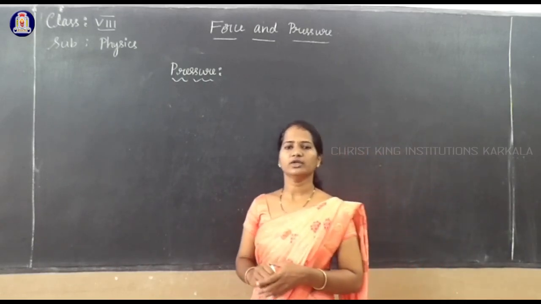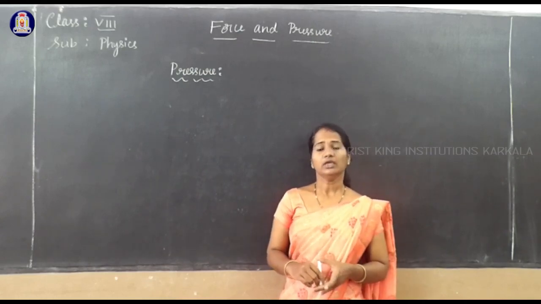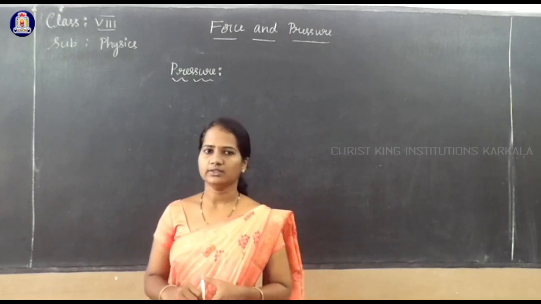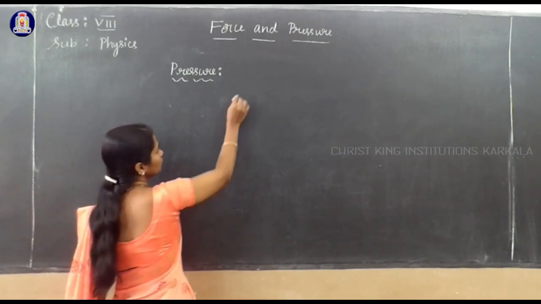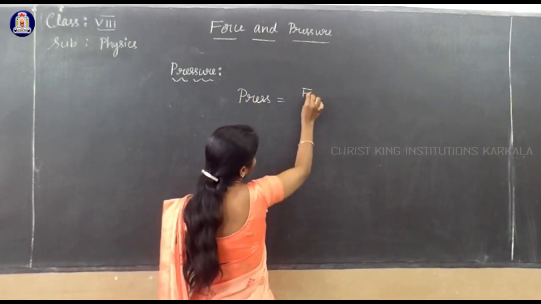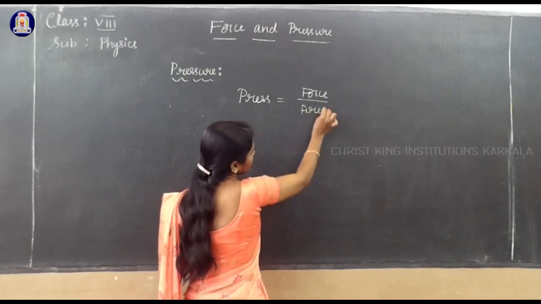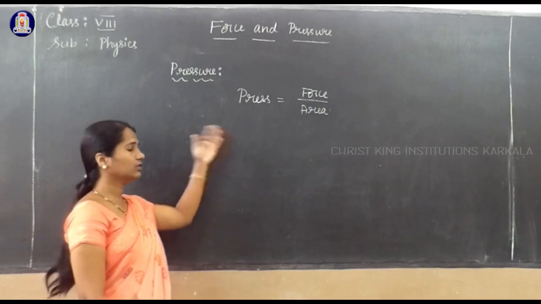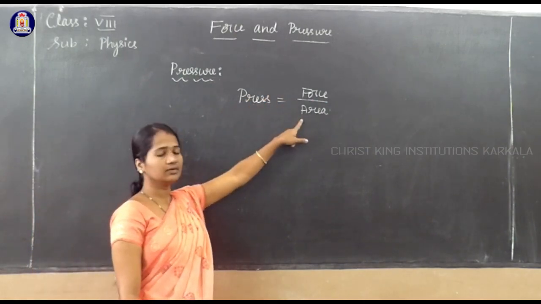As you know students, wind blows because of the change in the air pressure. Is there any relationship between pressure and force? Yes, we can define pressure as force per unit area. We can write pressure is equal to force divided by area. Force per unit area is called pressure. So what does this equation show? Pressure is equal to force divided by area.